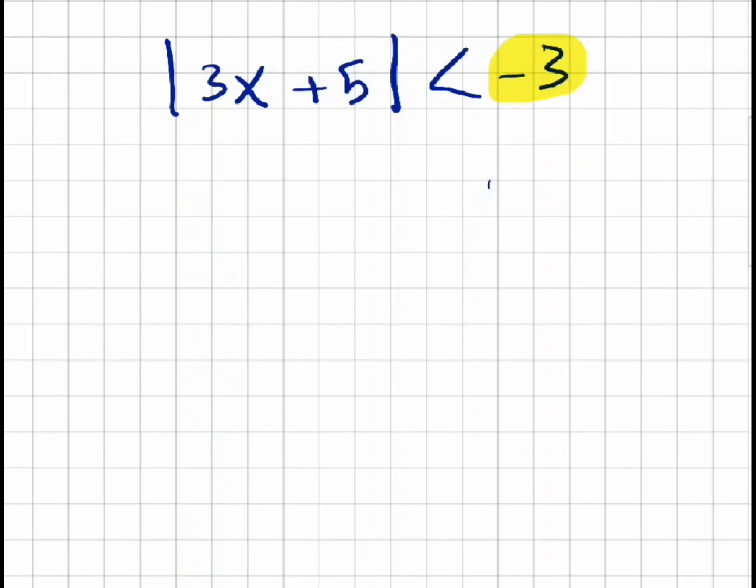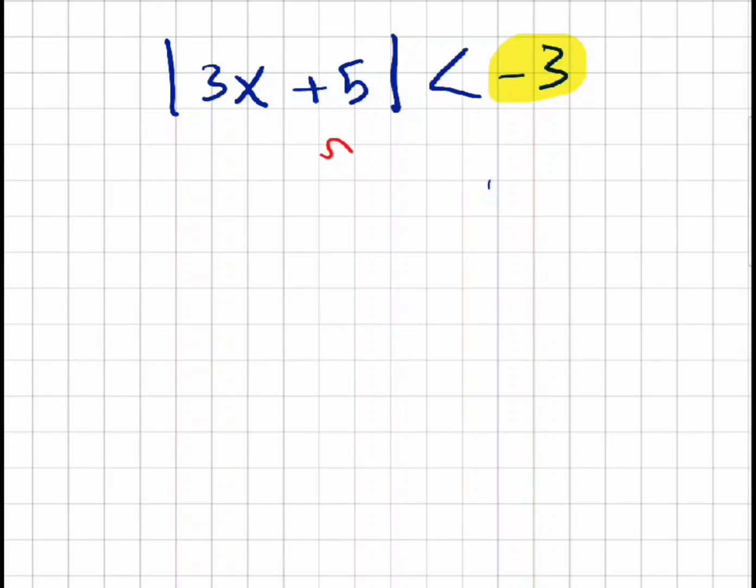So I want you to think about it. Feel free to pause the video and try this problem. Now, the absolute value of a number can never be a negative number. So we can only get 0 or a positive number.